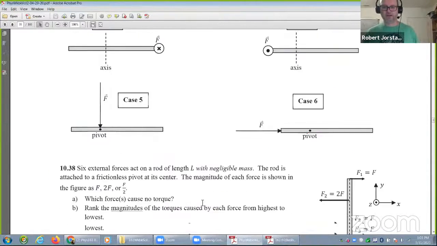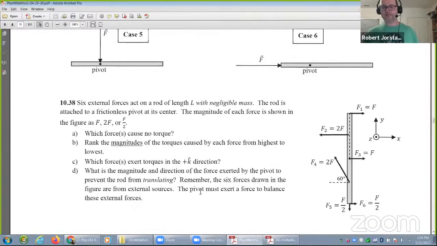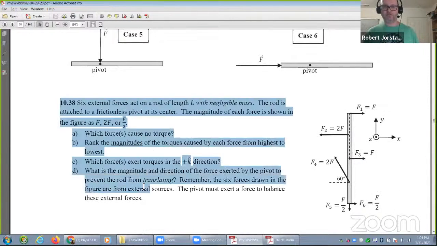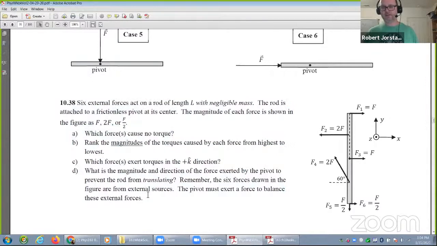All right. Here's an example you could do at home. It's pretty simple. You should probably do this one. And so you can see that there's a pivot point right at the center. The rod has negligible mass and these forces are applied to it. If you're wondering what it means to have negligible mass, it just means the weight of the rod is negligible compared to all those huge forces, right? So that is effectively like this.